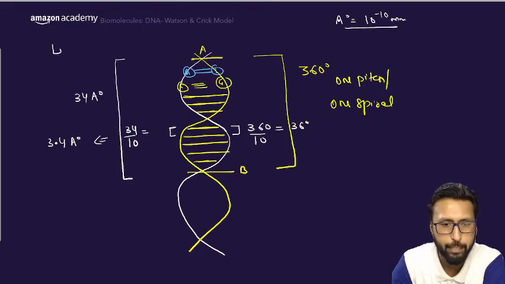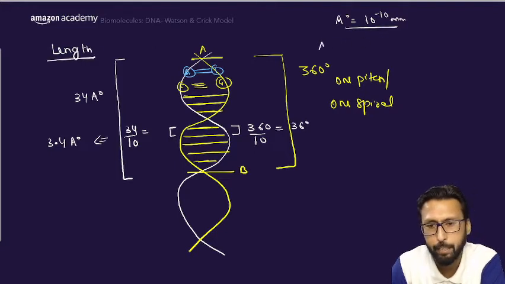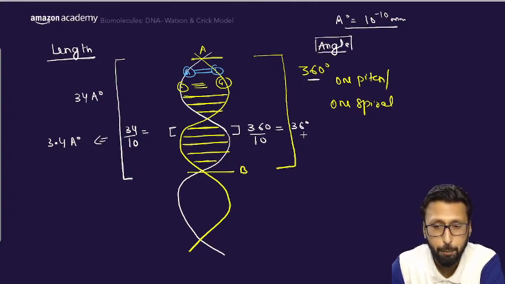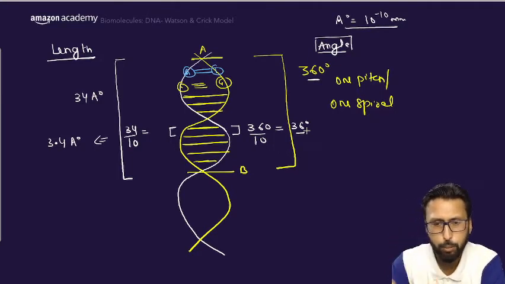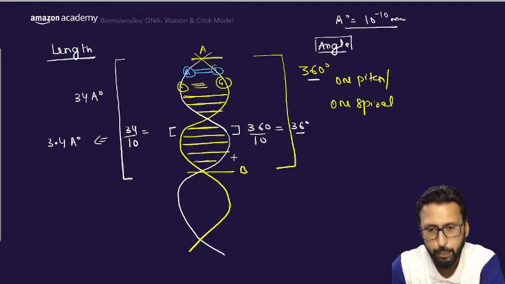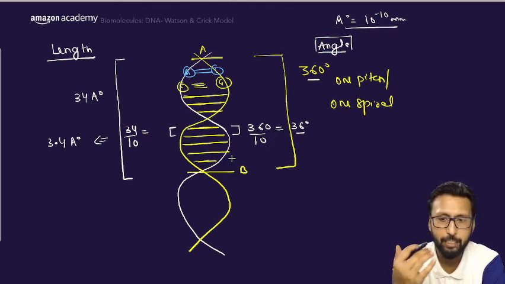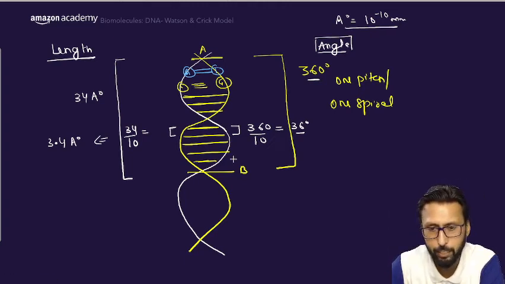So there are two things you need to focus on. First of all is the length, and second we need to focus on the angle. If they're talking about the angle in the question, the total angle will be 360 and the angle between two base pairs will be 36 degrees. Means at each turn of this staircase, you can compare this to a staircase, between the two base pairs there is a change of 36 degrees, or you can say there is an ascent of 36 degrees. 36 here, then 36 here, then 36 here, like this.